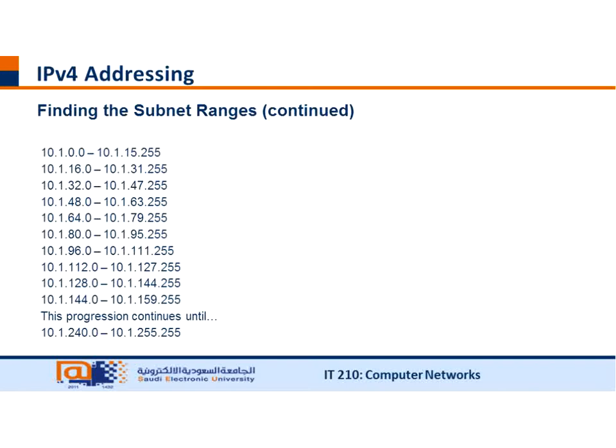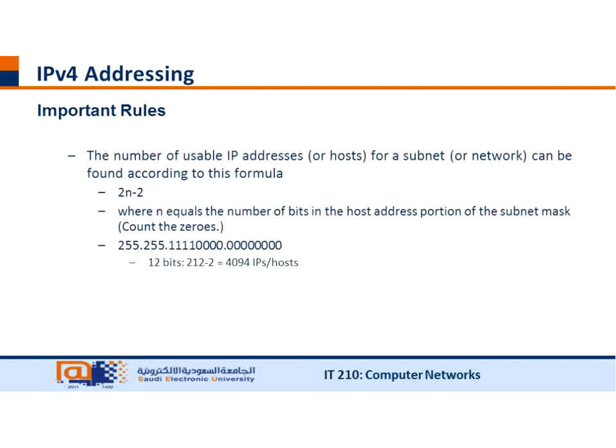So these are the subnet ranges. We start from 10.1.0.0 and then we have 10.1.15.255, and from 0 to 15 it is 16. Now we will start from 16 to 31, then next from 32 to 47, so the difference will be 16 and so on.